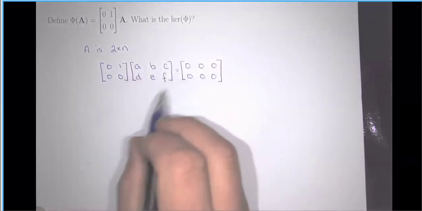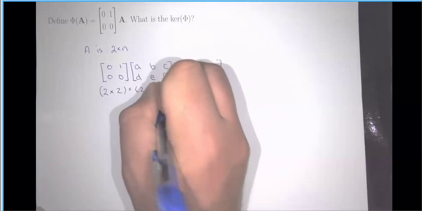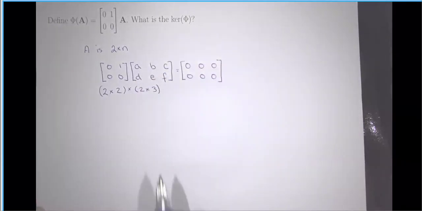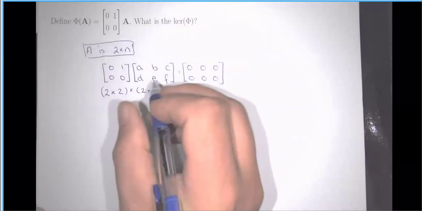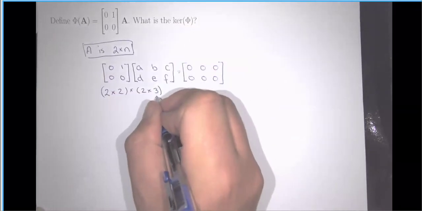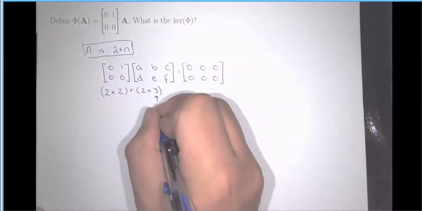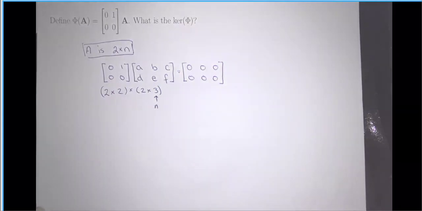So now we've done an example that's 2 by 2 times 2 by 3, but don't get this confused. A is 2 by n. So this could be any n. And the same analysis is going to have to hold. Okay.